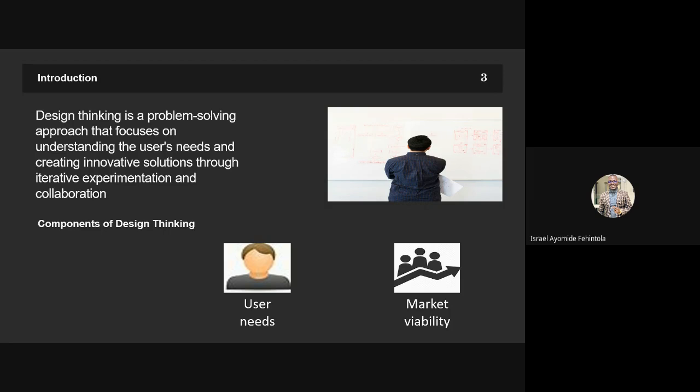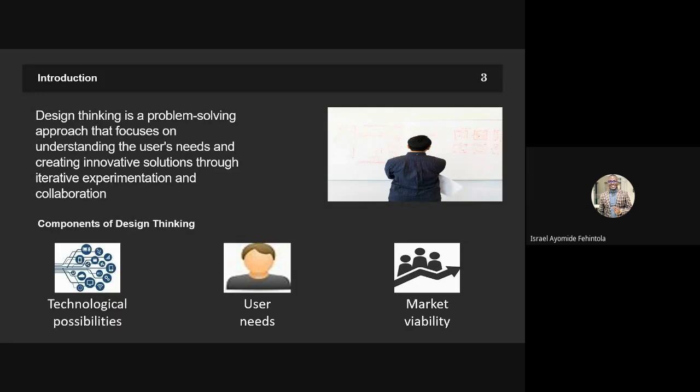The next thing is market viability. During your pitching program that day, if you could remember, some of you that presented, I kept asking you, what is the business behind this product you are bringing in? That is what market viability talks about. So what is the assurance that when you get this solution to the market, it's going to be accepted by the users and it's going to be useful for them?